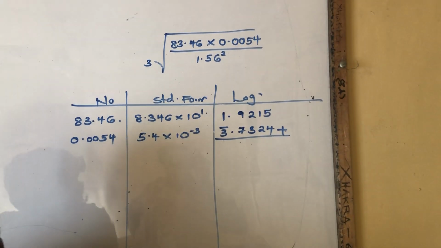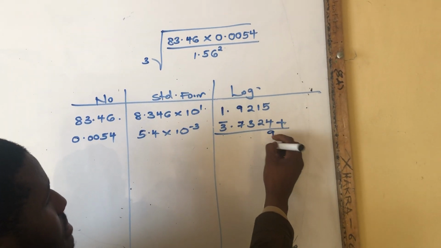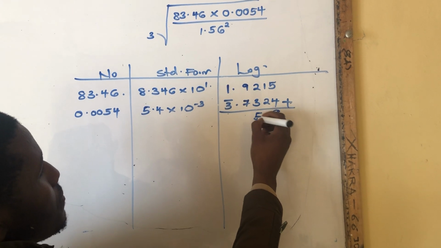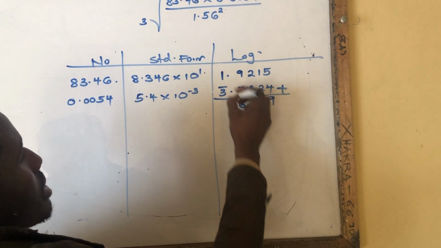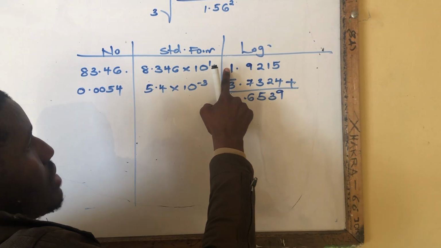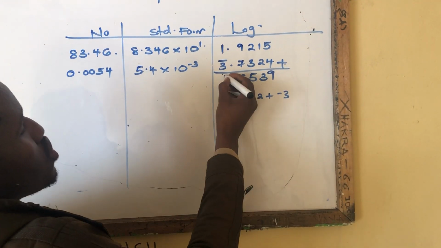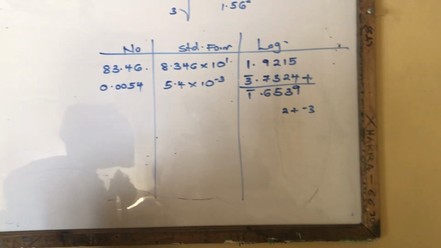So what do we have there? 5 plus 4 should give us 9. 1 plus 2 should give us 3. 2 plus 3 should give us 5. 9 plus 7 should give us 6. We'll carry 1. 1 plus 1 will give us 2. 2 added to negative 3 should give us negative 1.